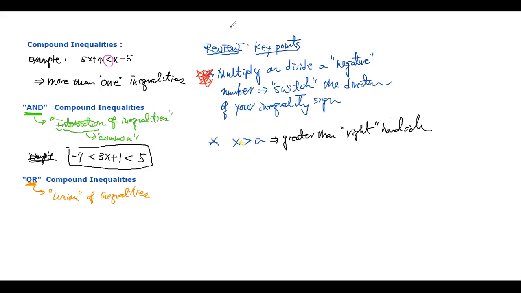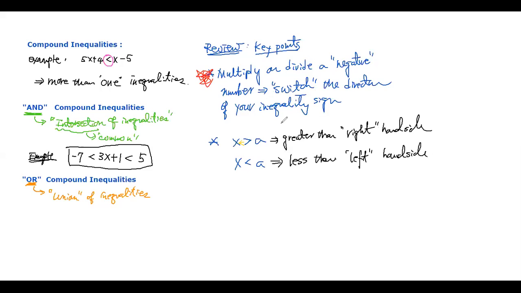And also if you have x is less than a, then what does that mean? If it's less than, then we go to the left-hand side, right? So when you try to graph it on the real number line here, this is the left-hand side. All right, so I think that's it.